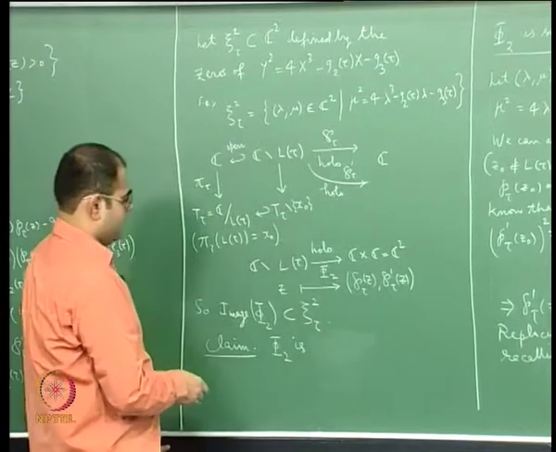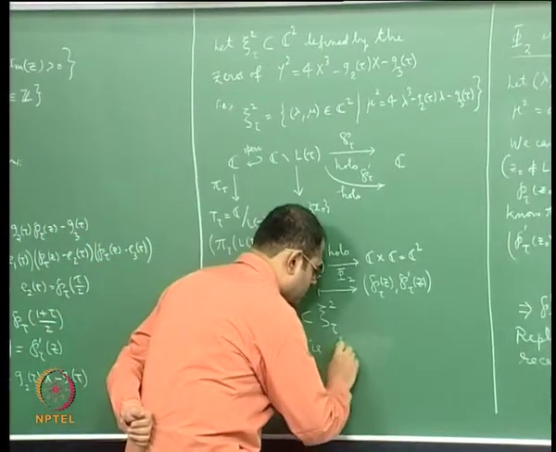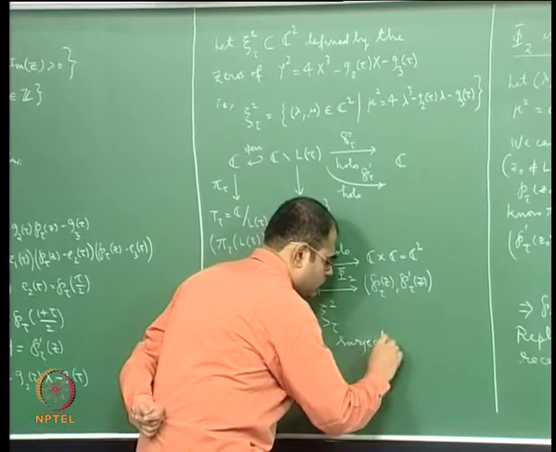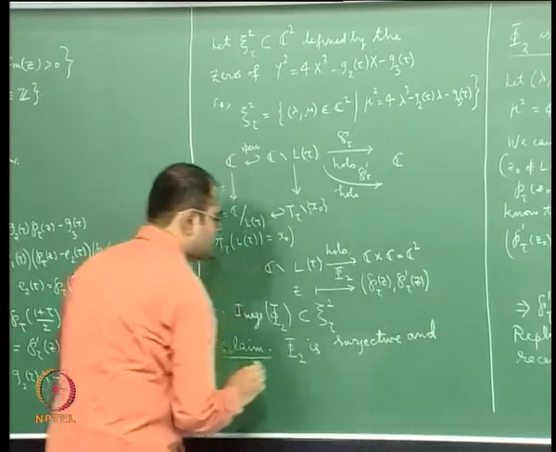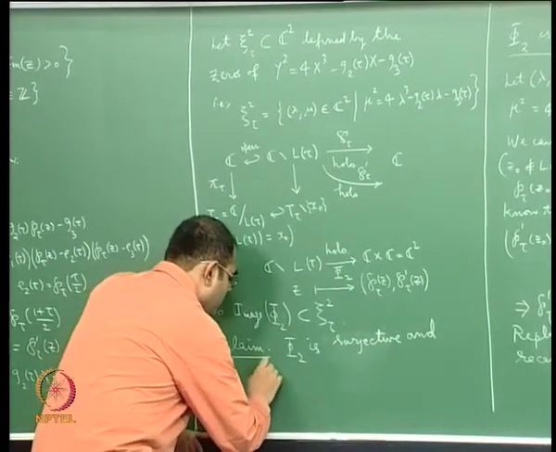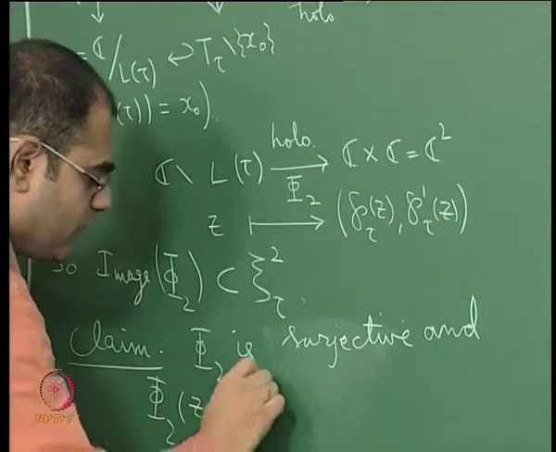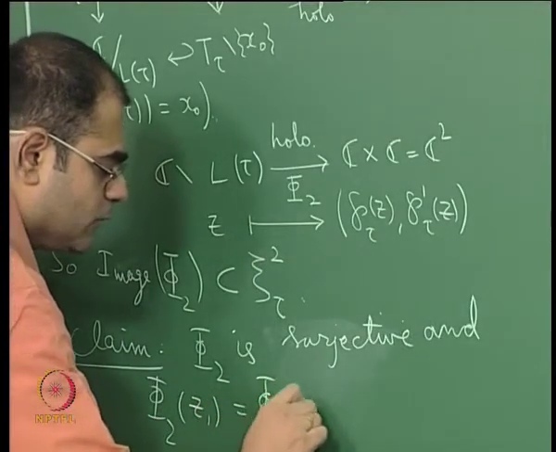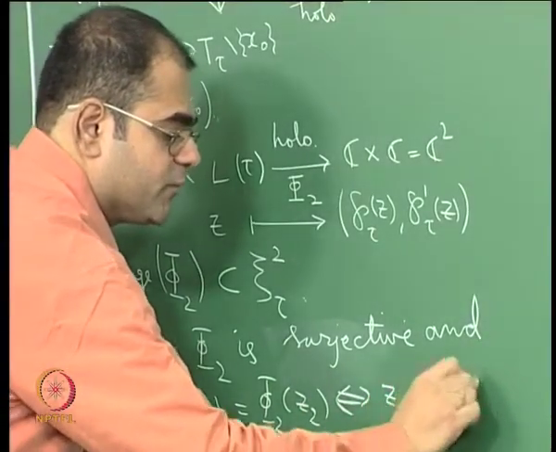Okay, so phi2 is surjective, and phi2 of z1 is equal to phi2 of z2 if and only if z1 minus z2 is in the lattice.